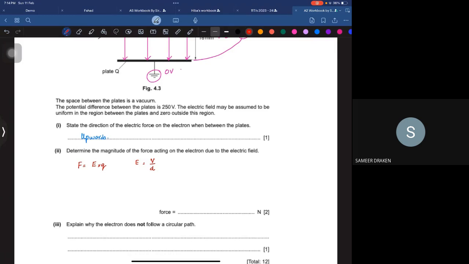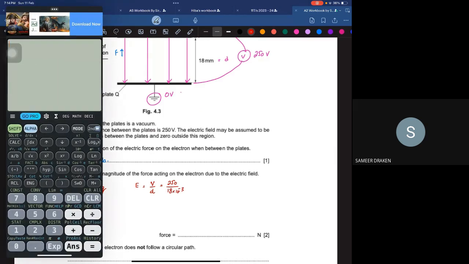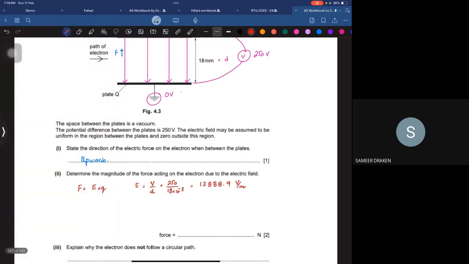That's pretty simple. The potential difference is 250. The distance is 18 millimeters, so I'm going to change it to meters. First, find the electric field strength. So kids, this is about 1388.9 volts per meter.